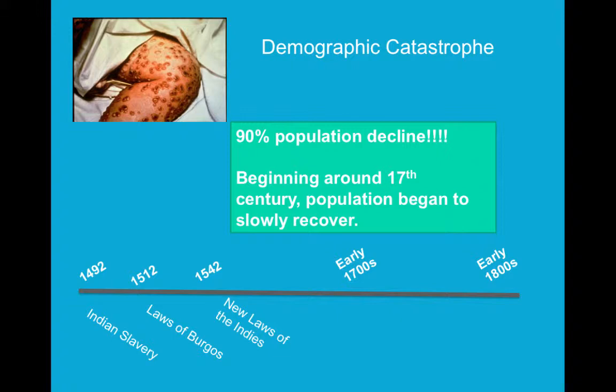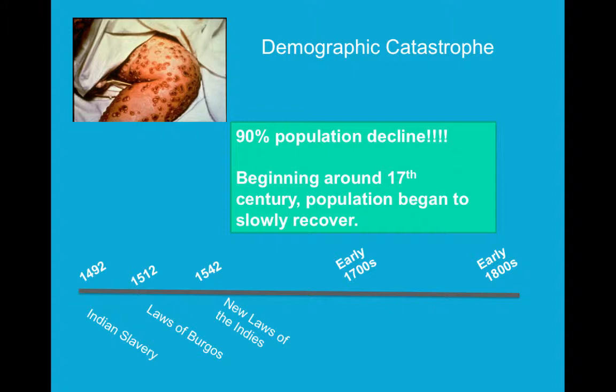Beginning around the 17th century, the population slowly began to recover, but for the most part, this is going to take a drastic toll on the history of modern Latin America. The initial labor system that's going to come about is going to be Indian slavery, indigenous slavery in 1492 when Columbus came over. But pretty soon, the monarchs of Spain are going to say that's not very Christian-like, so they abolished, officially anyway, slavery.